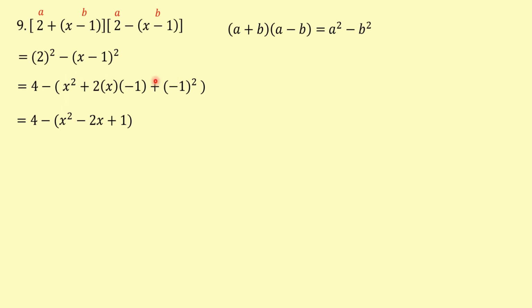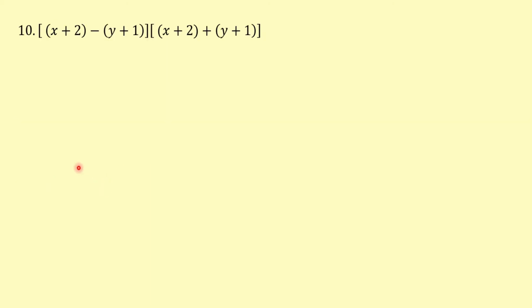So, yun na. Simplify lang natin to. X squared, 2 times negative 1 is negative 2 times x, negative 2x. Plus, quantity negative 1 squared is positive 1. Then, distribute lang natin tong negative. Okay? So, negative times x squared is negative x squared. Negative times negative 2x is positive 2x. Then, negative times 1 is negative 1. Then, i-combine lang natin yung constant. So, negative x squared plus 2x. Then, 4 minus 1 is 3. So, ito na yung final answer natin.